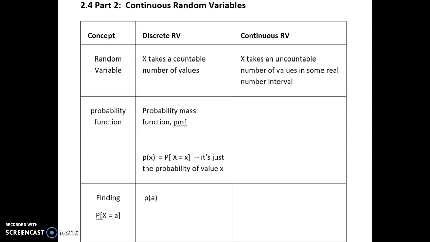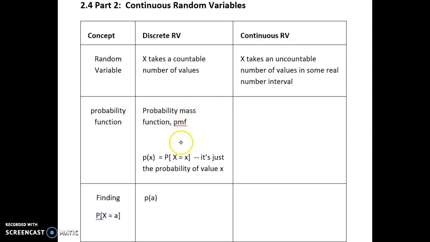All right, so random variable. Remember, for discrete random variables, x takes a countable number of values, like the number of TVs in a household. And for a continuous random variable, x takes an uncountable number of values, like the weight of a choir member. When you can't count things, you have to approach probability in a different way. So now the probability function is going to be totally different.